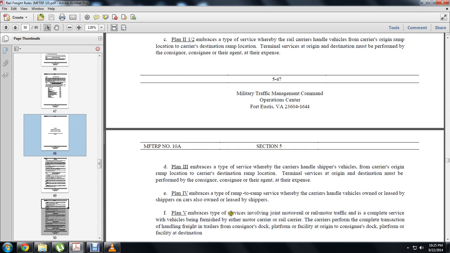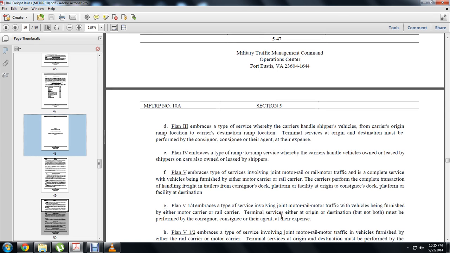Plan 5 embraces the type of service involving joint motor and rail traffic. A complete service of the vehicles furnished by either the motor carrier or the rail carriers performs the complete transaction of handling the freight in the trailers from the consignor's dock platform facility at origin to the consignee's dock platform and facility at destination. Plan 4 1/4 embraces the type of service involving joint motor and rail traffic, with the vehicle being furnished by the motor carrier or the rail carrier. Terminal services at either the origin or destination, but not both, must be performed by the consignor or the consignees and their agent at their expense.